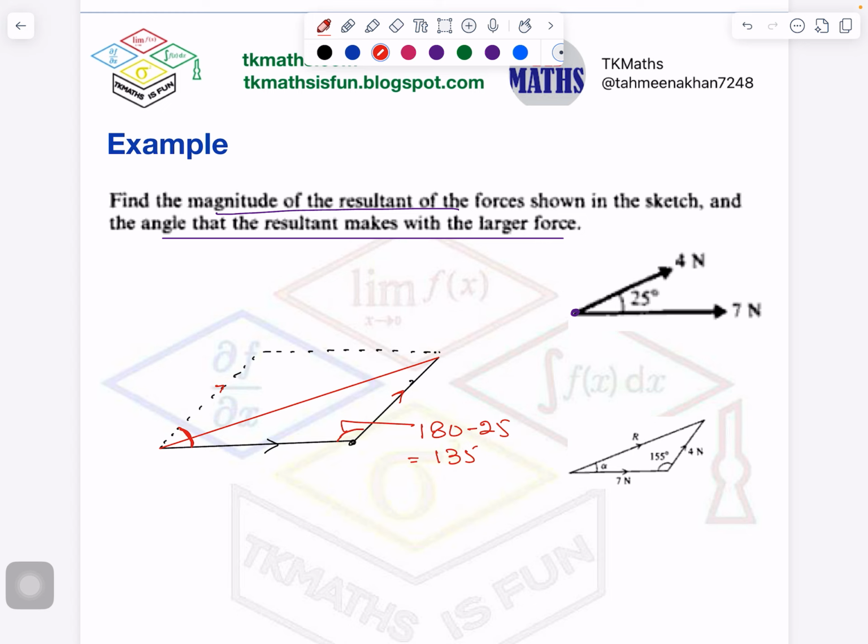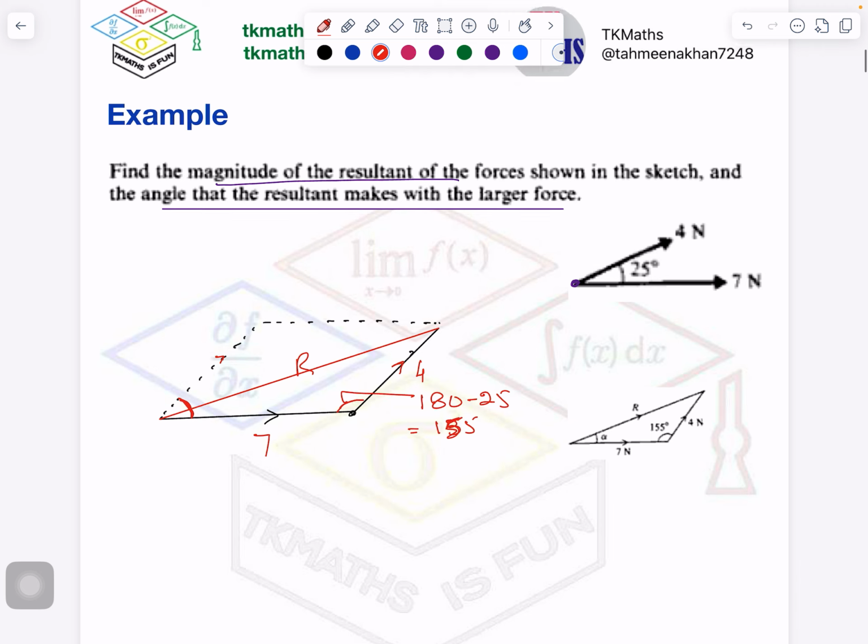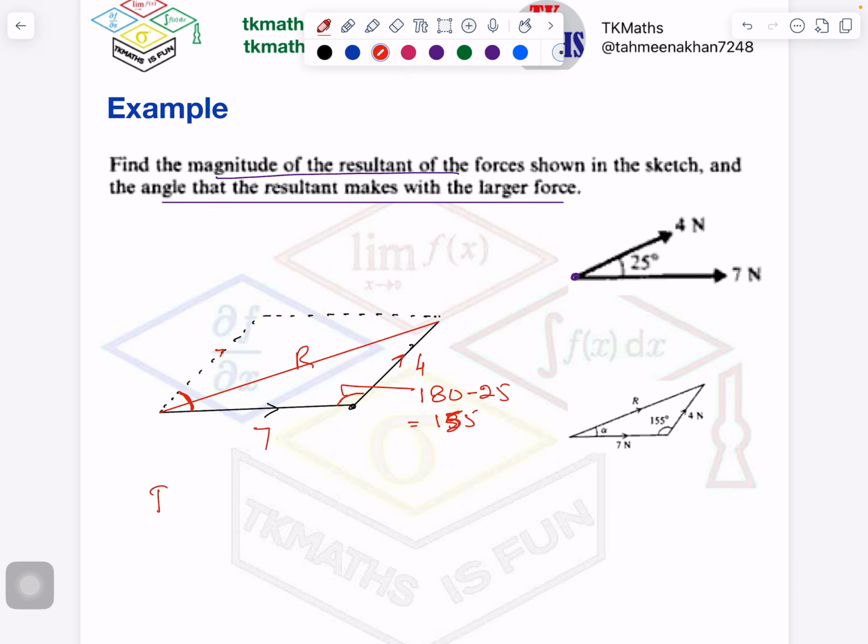Okay, so now this is the 7 Newton force and this is the 4 Newton force. So how will you find out this resultant force? Which rule will you apply here? Yes, you are right, you will apply here, just 1 minute, 180 minus, it is 155, I made a calculation error. So now if I apply the cosine rule, I can easily find out the resultant force. So R squared is equal to 7 squared plus 4 squared minus 2 times 7 times 4 times cos of 155, and then I will take the square root of it.